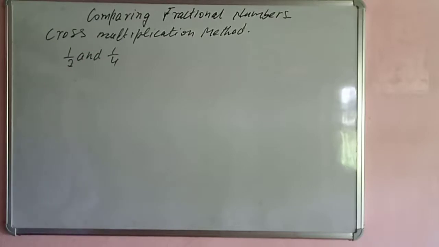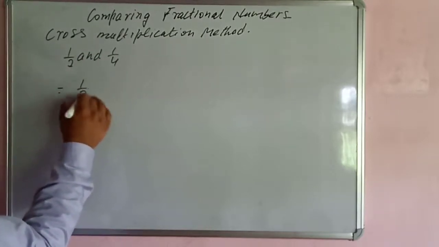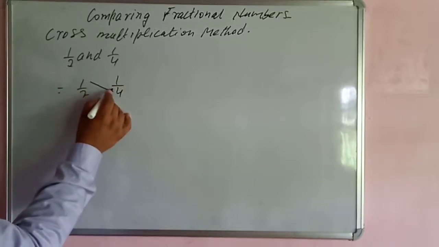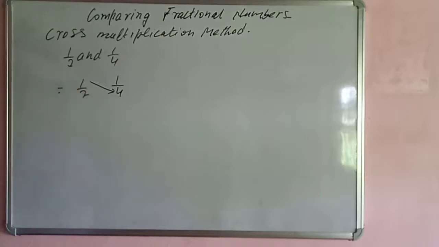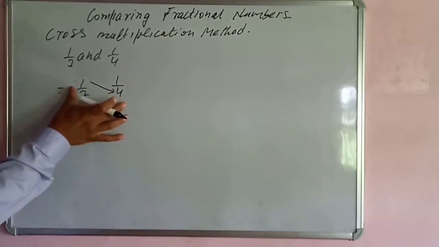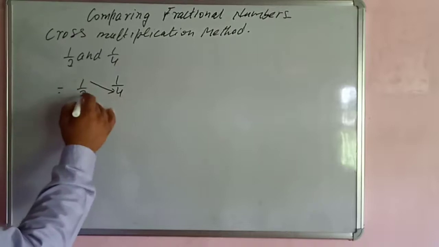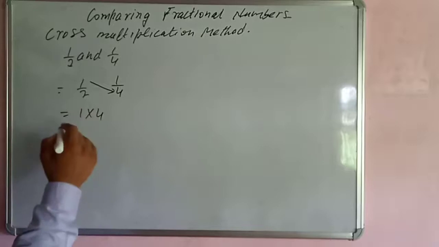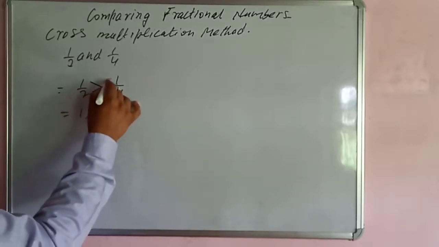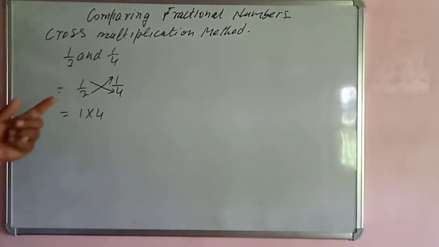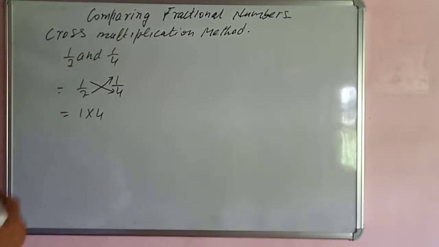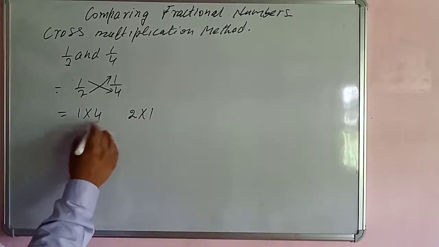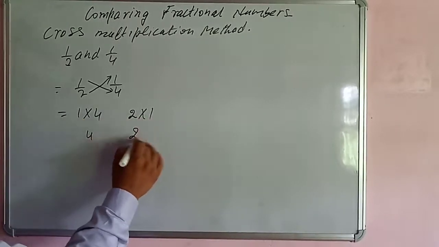Do you know the symbol? How can we solve this? 1 by 2, here we will write 1 by 4. The numerator of the first fraction is multiplied with the denominator of the second fraction, so it is 1 multiply 4. And the denominator of the first fraction is multiplied with the numerator of the second fraction, so it is 2 multiply 1. So it is 1 times 4 is 4 and 2 times 1 is 2.